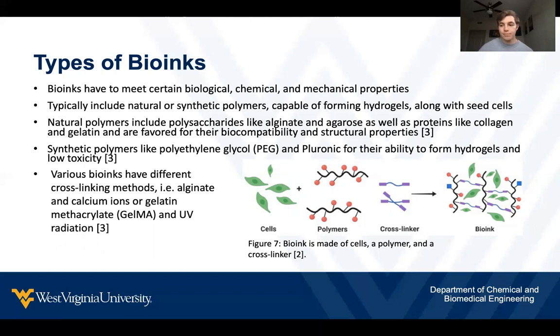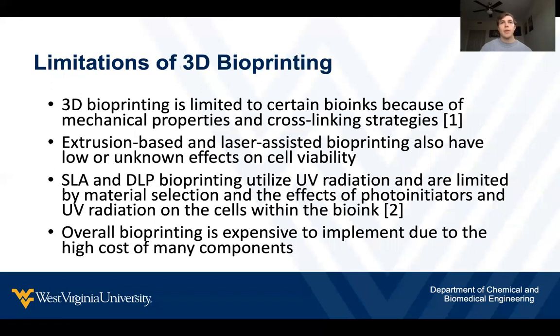For 3D bioprinting, some of the major limitations are the mechanical properties of bioinks and their cross-linking strategies. As I was just talking about on the last slide, the mechanical properties have to mimic the tissue that you're trying to replicate. The structure is directly related to how it will function in the body, and certain bioinks are better at replicating different tissues.